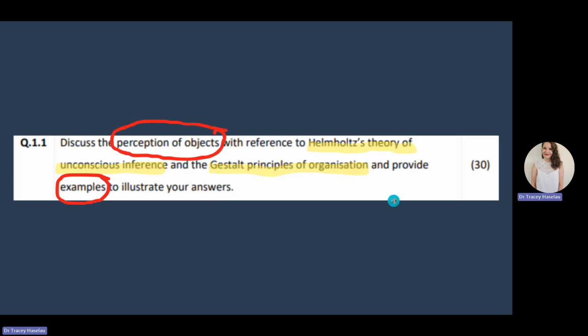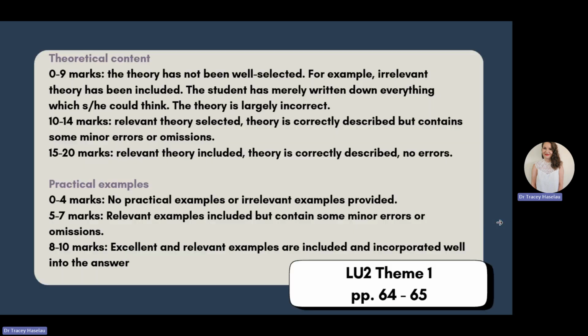Okay. And it is much easier to break it down into small little 10-mark chunks than it is to think, oh, okay, I've got to say enough stuff for 30 marks. So let me write down everything I know about perception. That's a bad way to approach these questions. And let me show you why. Because in the marking memo, these are the instructions given to the markers. For that mark, you get marks for theoretical content. There it is, 20 marks.